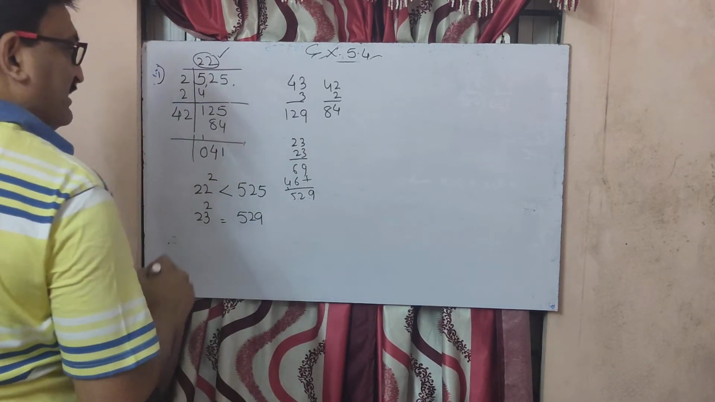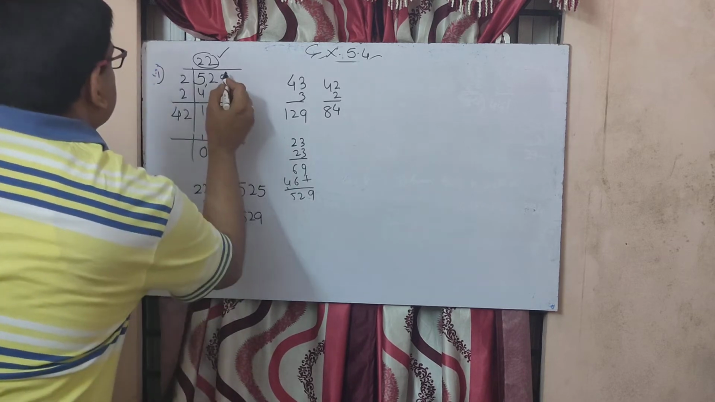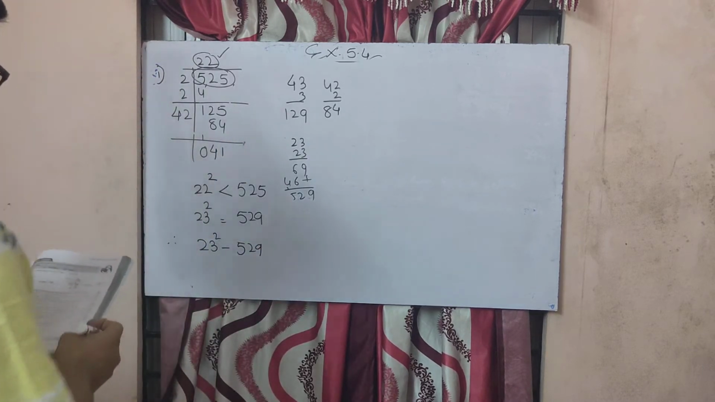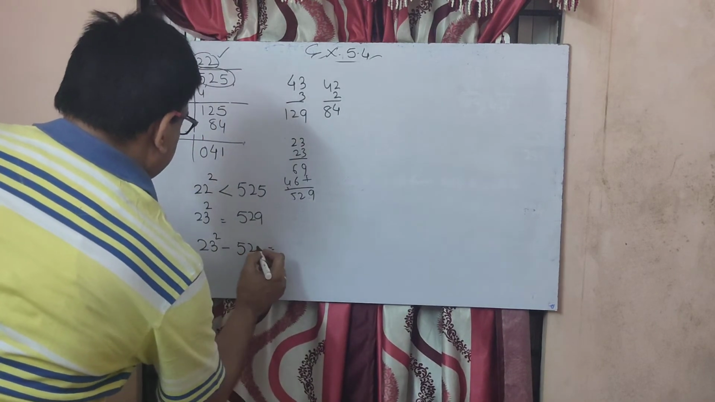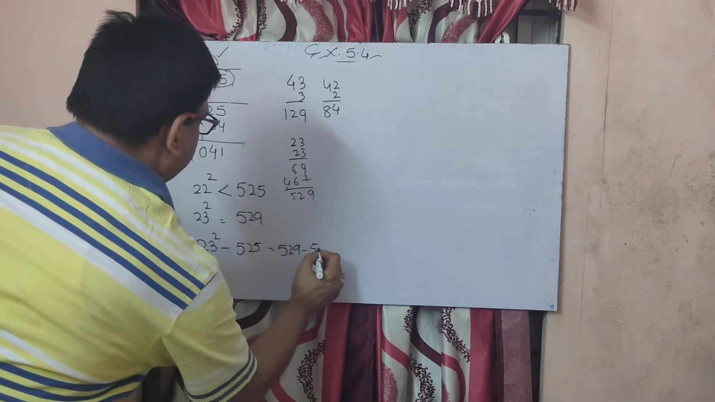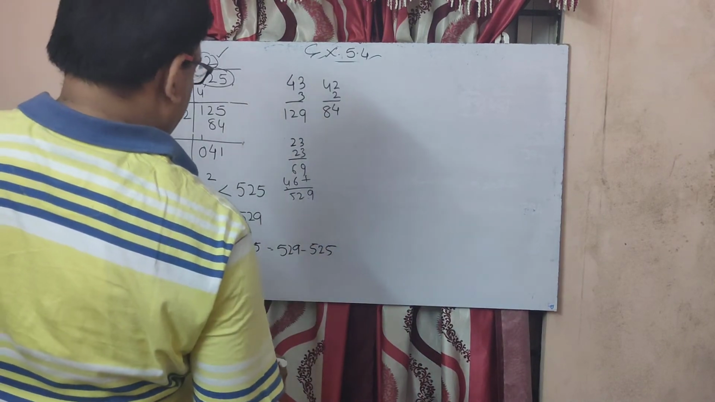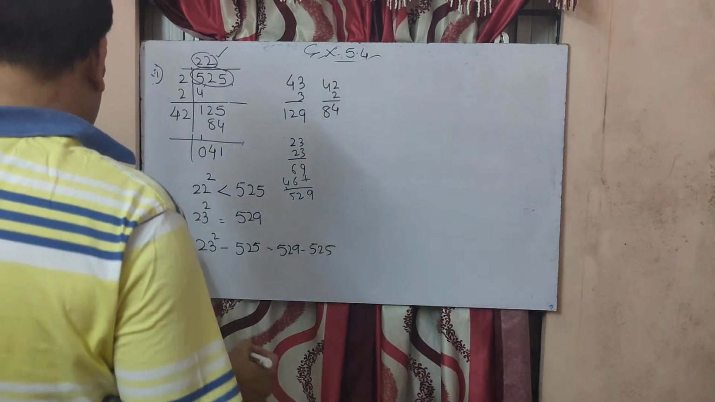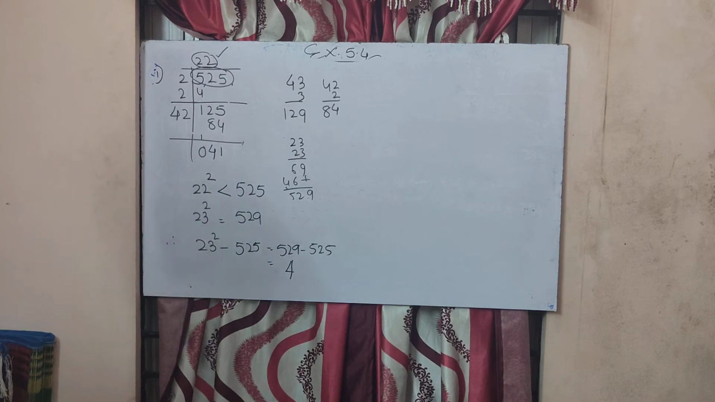Therefore, how much do we have to add? We have to add 23 square minus 525, that is, 529 minus 525. How much is it? It will be 4 only.